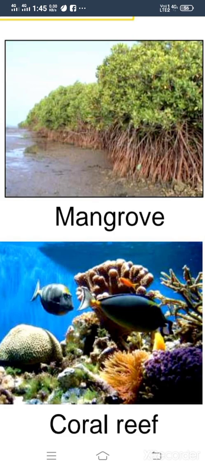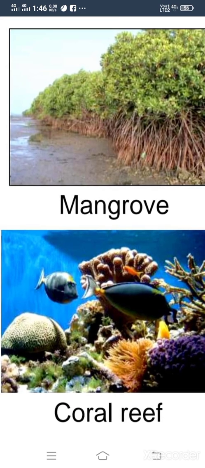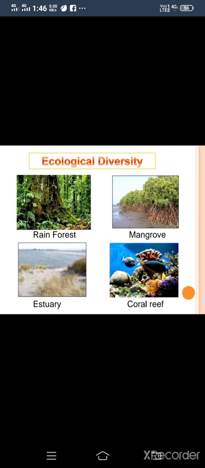What is special about it? The area of the mangrove region has water which is more saline, so breathing is difficult for the plants. So they have special roots which grow above the ground towards the atmosphere, and they are called pneumatophores, for the exchange of gases. And here you can also see the coral reefs which have different types of plants and animals interrelated over here, and these are some of the examples of ecological diversity.